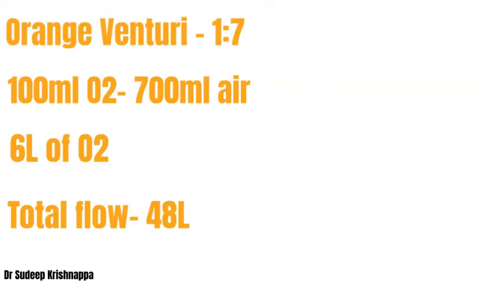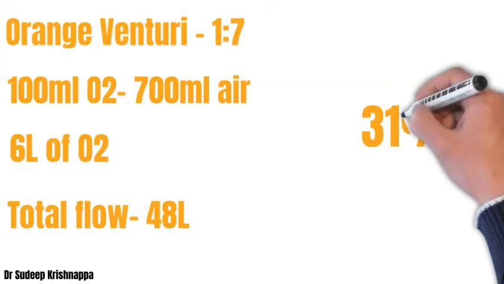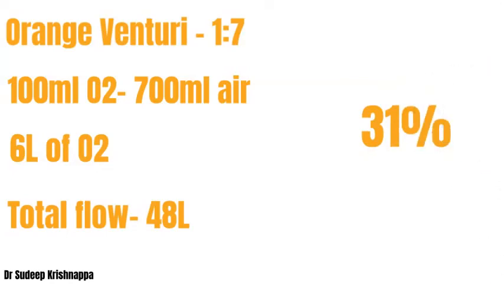So if you look at the 100 ml and the 700 ml of mixture, 100 ml of oxygen would have 100 ml of oxygen, whereas 700 ml of air would have 140 ml of oxygen. So the total volume of around 800 ml would have 240 ml of oxygen. This would translate to an FiO2 of 31%.